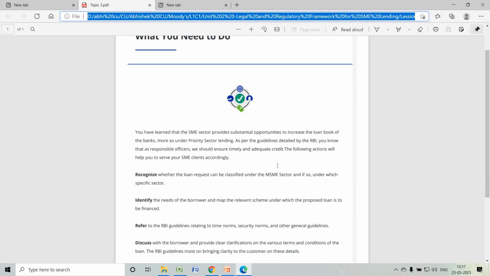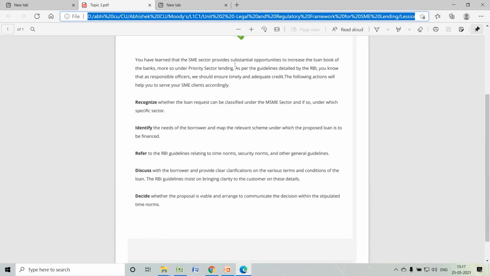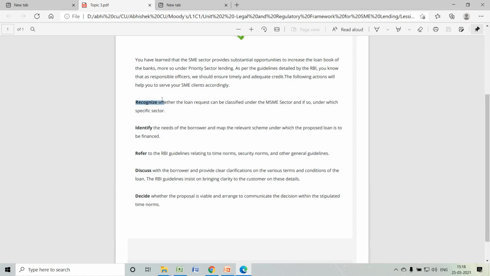So topic 3, what you need to do. You have learned that the SME sector provides substantial opportunities to create the loan book of the bank, more so under priority sector lending. As per the guidelines detailed by RBI, you know that as a responsible officer, we should ensure timely and adequate credit. The following actions will help you serve your SME client accordingly. So these are the things which you need to keep in your mind as a responsible credit manager. First of all, recognize whether the loan request can be classified under the MSME sector, and if so, under which specific sector.